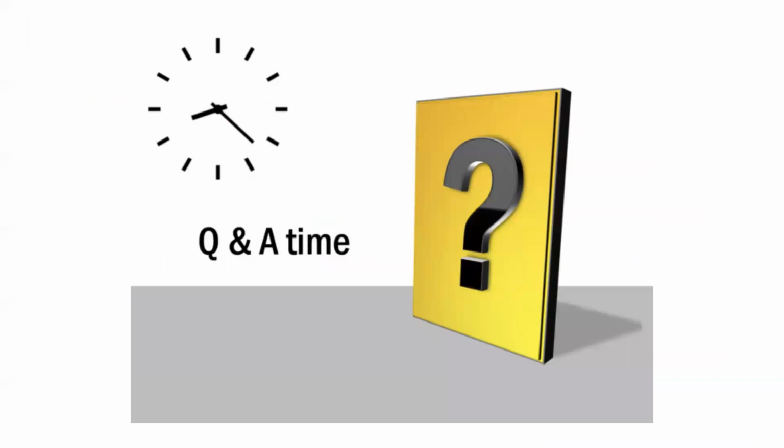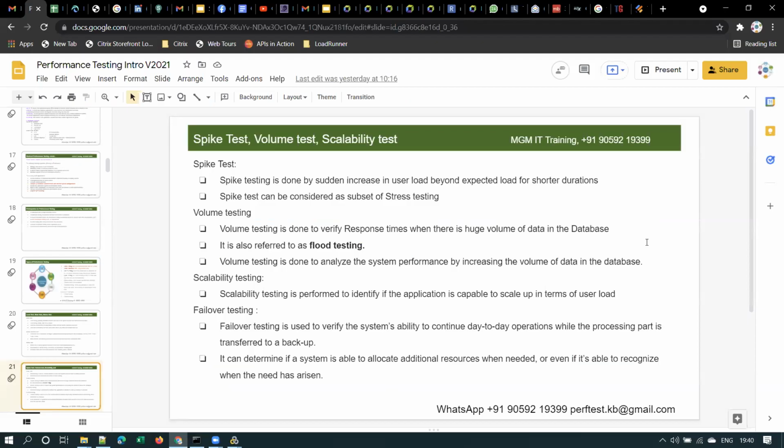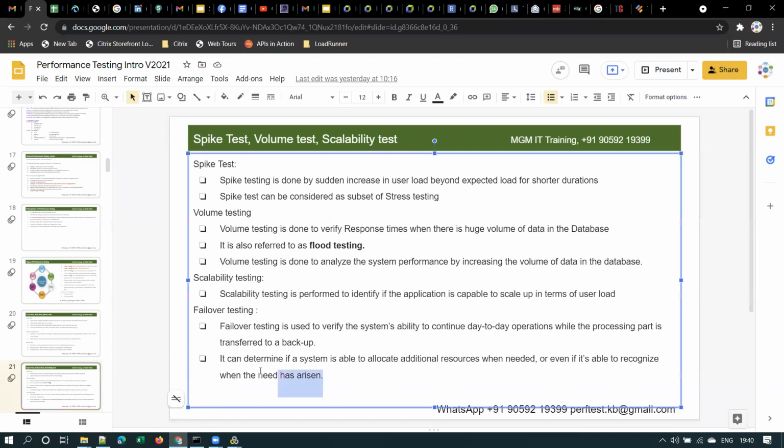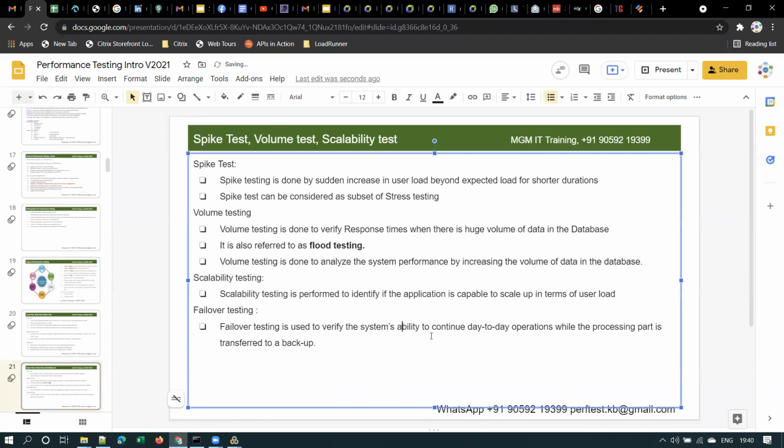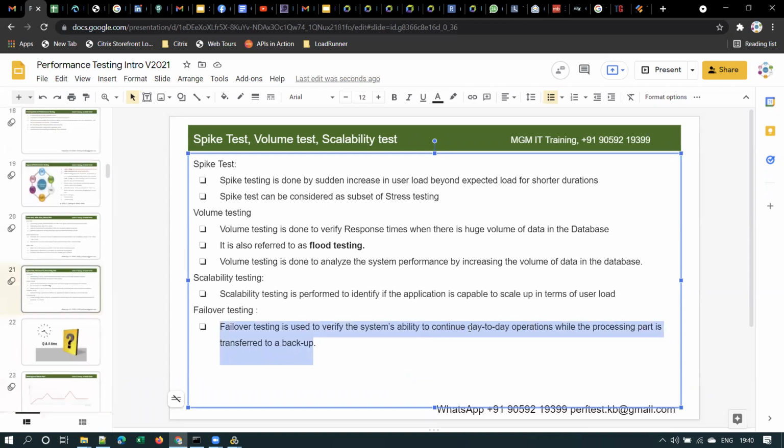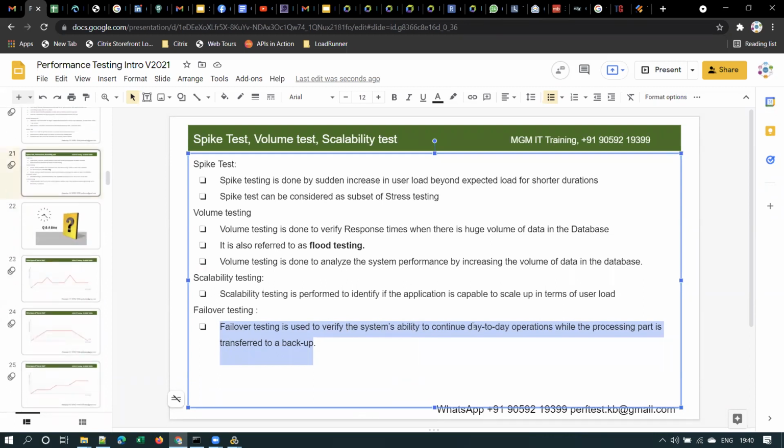Okay, so I think this is enough. The first statement is enough for failover testing: verify the system's ability to continue day-to-day operations while the processing part is transferred to a backup. This is clear, right? Everyone knows that inverter example. If you know that, you can explain this failover testing easily by correlating with that example.